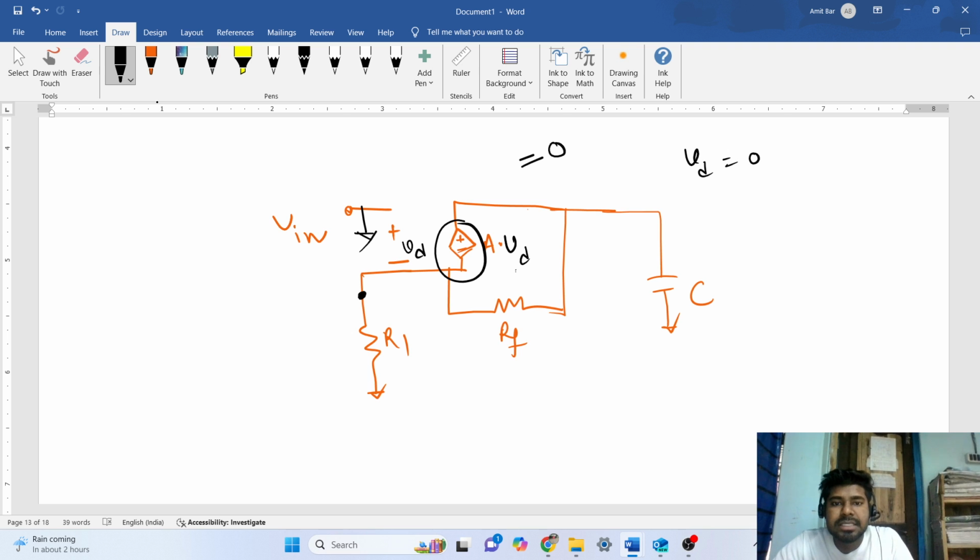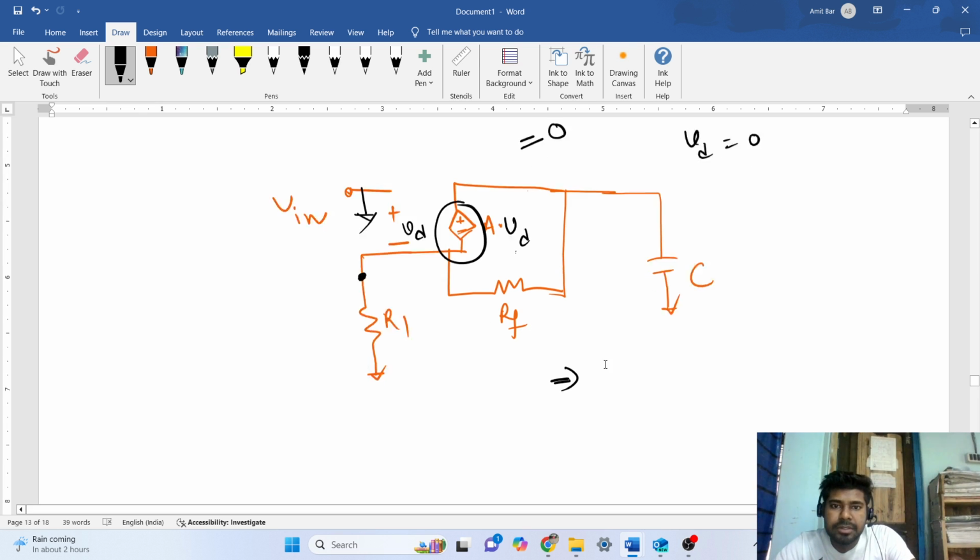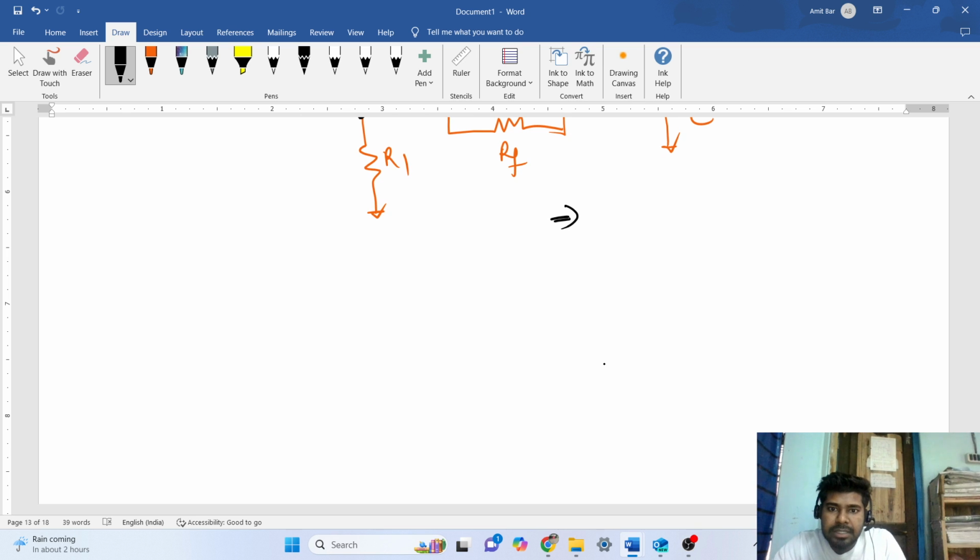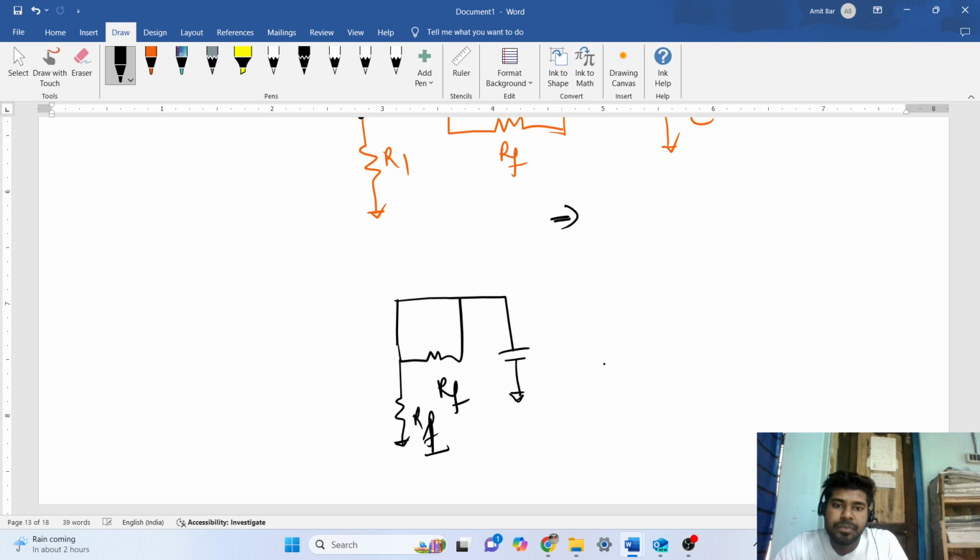So now if this is ground, this is 0, so this will be short circuited. The equivalent model will be the following. This will be short circuited, there is no resistance at the output of this op amp, and there is R1 and RF. This is Vin, grounded, and this is also grounded, and this is the output.